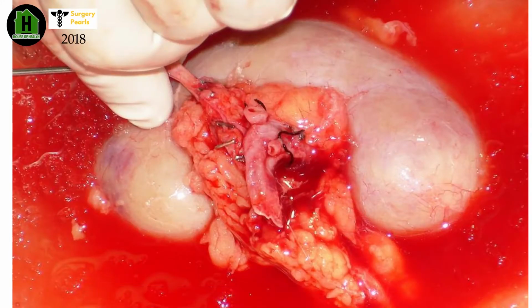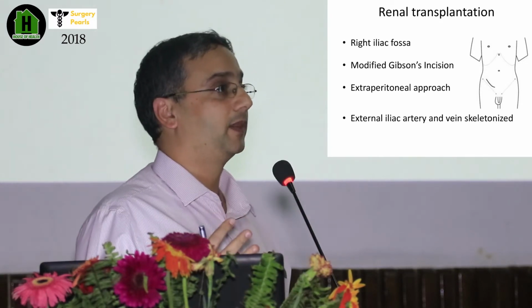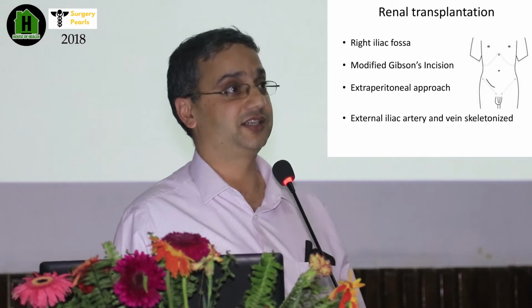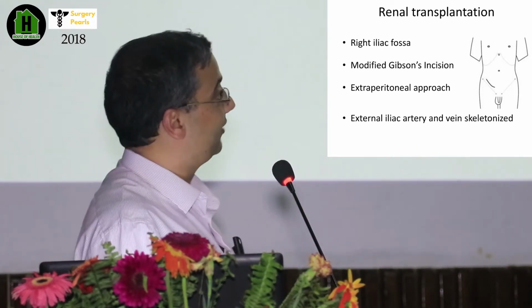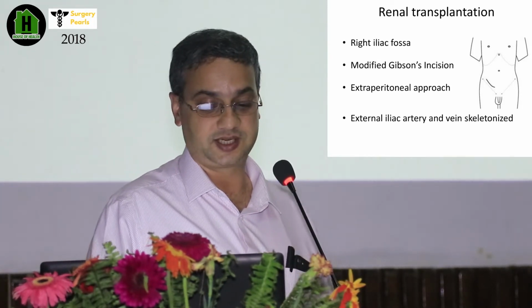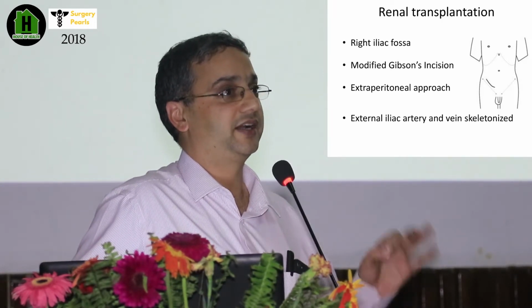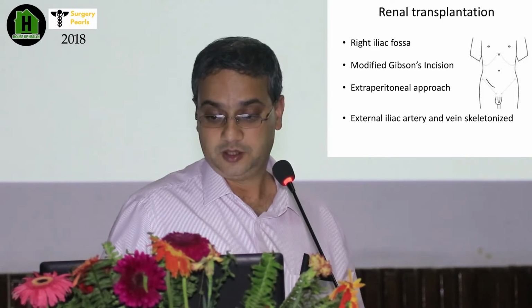These are a few pictures. In the recipient's operation, I would like to highlight that when we take the left kidney, we usually place that kidney in the right iliac fossa. There is a reason, and I will tell you why. We use a modified Gibson incision, the extraperitoneal approach is taken, and we always anastomose the renal artery and renal vein to the external iliac artery and external iliac vein.